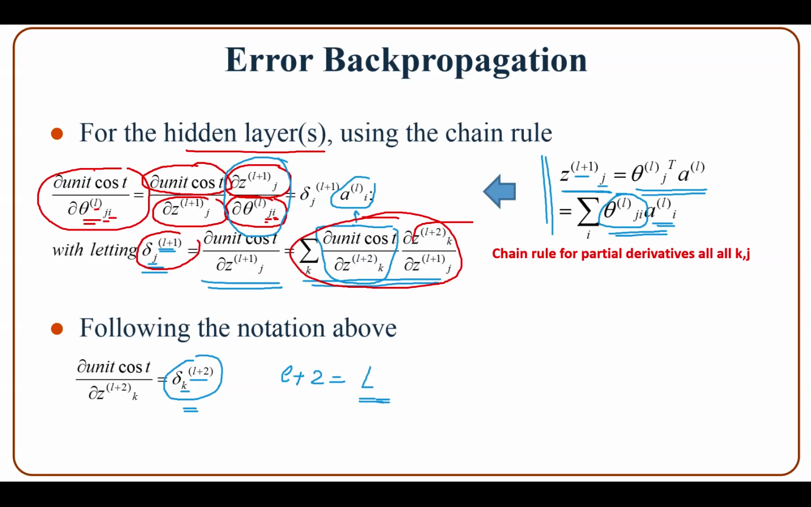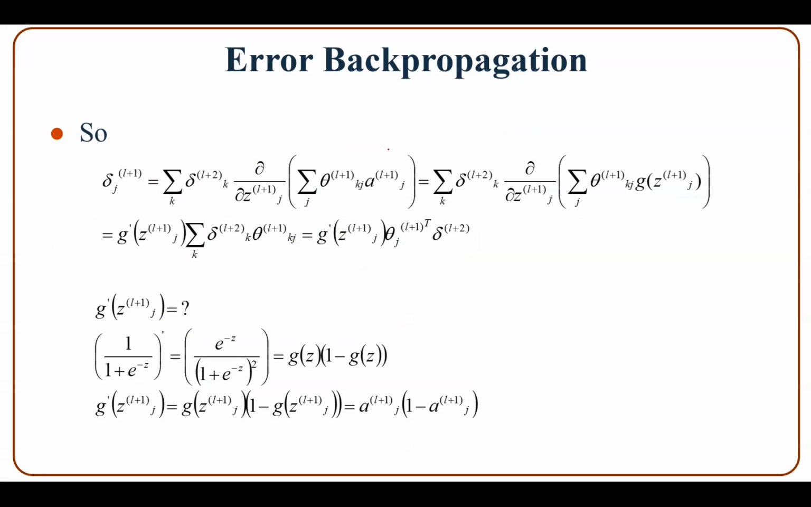Basically, we expand z at layer L plus 2 k. That is actually a sum of theta at layer L plus 1 k j times a at layer L plus 1 j. So theta at layer L plus 1 connecting node k in layer L plus 2 to node j in layer L plus 1, times a in layer L plus 1 node j, and sum for all j.